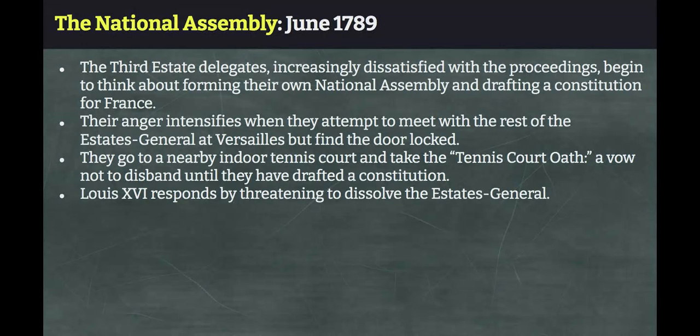So, undeterred, they walk over to a nearby indoor tennis court, and take what's called the tennis court oath, which is this really famous vow not to disband until they have drafted a constitution. So they're really developing this identity of themselves, the Third Estate, as a class that is separate from the First and Second Estate and that deserves a whole range of political reform. Now, how does Louis XVI respond to this? Well, he threatens to dissolve the Estates General, right? He's like, hey, if you won't cooperate with me, you won't make policy that's in my interest, right?